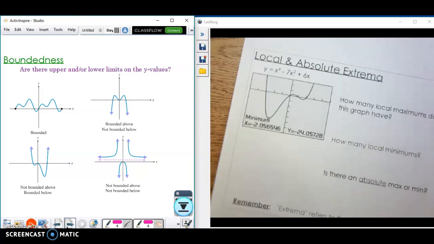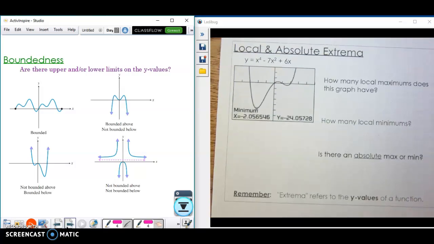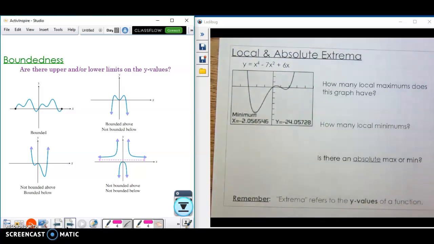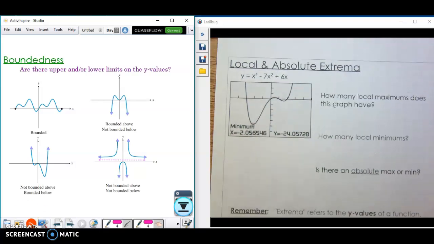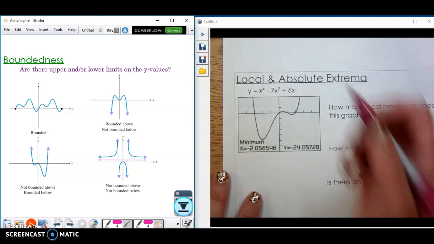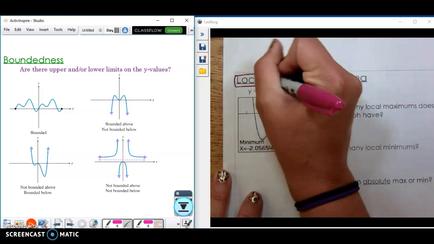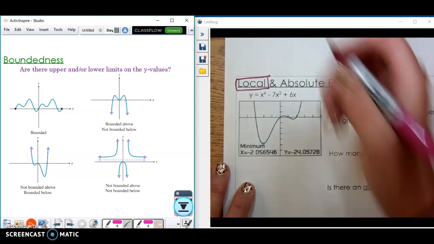All right, next thing we're going to look at is extrema. Okay, so extrema is another way of saying max and mins. But the difference between local and absolute extrema can get people confused sometimes. So guys, any max or min is local if it changes directions.